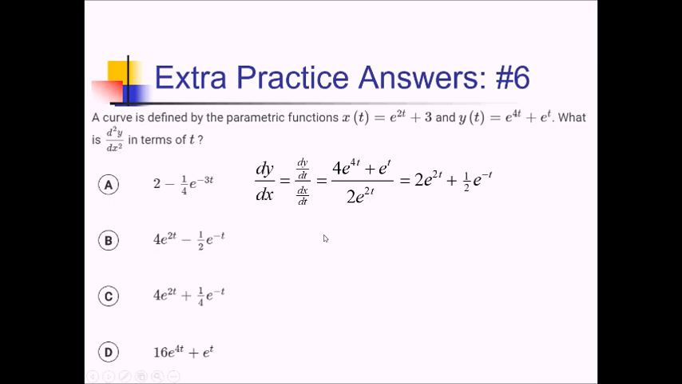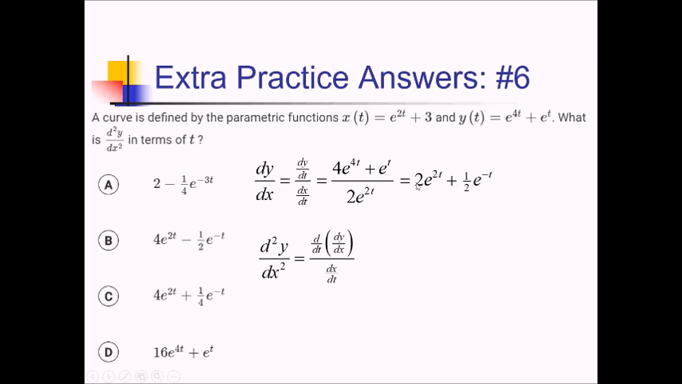So for my next step here, I've got to take the second derivative. So I have to take the derivative of dy over dx with respect to time. So d over dt of dy over dx. So basically take the derivative of this thing. But then we have to remember to divide that by dx over dt. That's how these work. So let's take this derivative first.